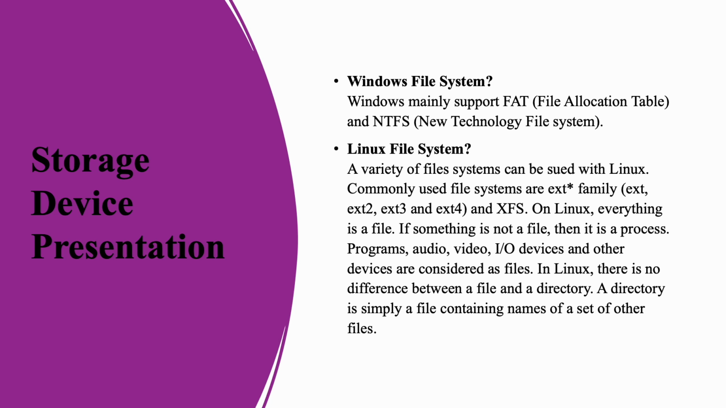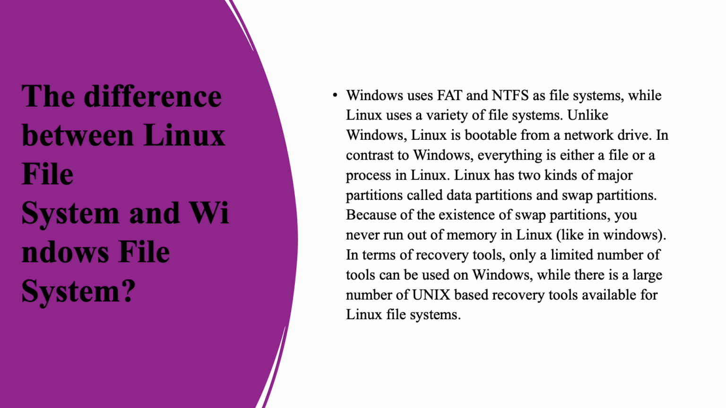We have the Windows file system. Windows mainly supports FAT, file allocation table, and NTFS, that's the New Technology File System. Let's go to Linux. Linux has a variety of file systems, as you see on the screen above. You have to remember that everything on Linux is either a file or a process, and that's one of the differences. When we look at Windows, Windows uses FAT and NTFS, while Linux uses a variety of file systems. Unlike Windows, Linux is bootable on the network drive.